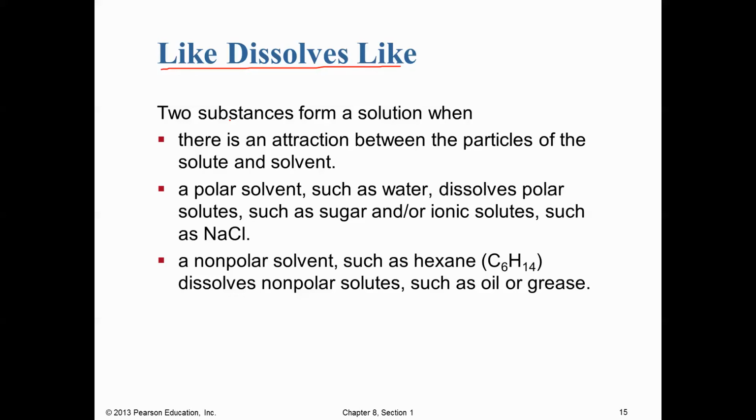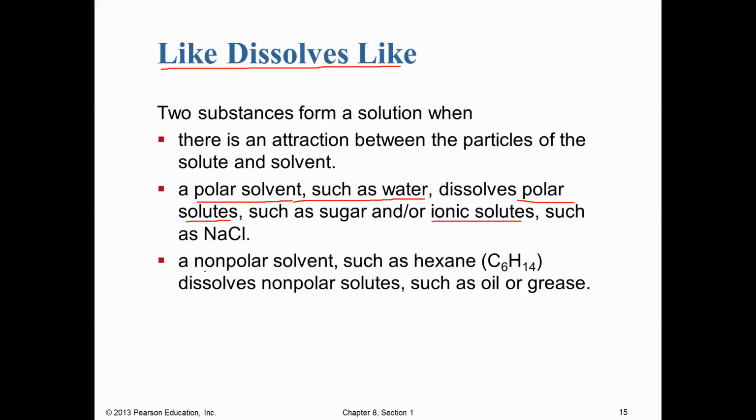And so what it states is that if we have a polar solvent, and water is our prime example you'll see most frequently, we are going to be able to dissolve polar solutes and ionic solutes. So polar solvents, like water, can dissolve polar solutes and ionic solutes.